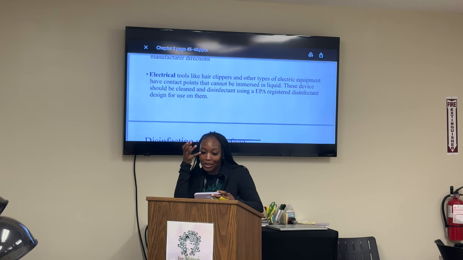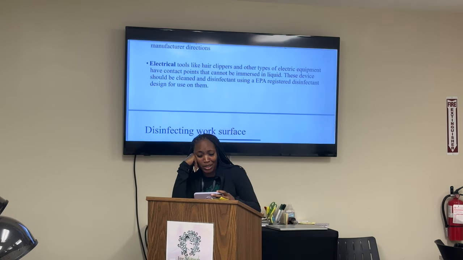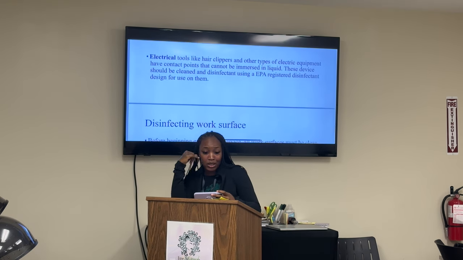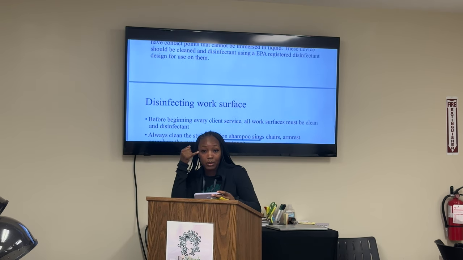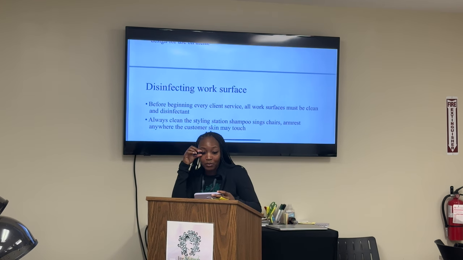Electrical tools like hair clippers and other types of electric equipment have contact points that cannot be immersed in liquid. These devices should be cleaned and disinfected using an EPA registered disinfectant designed for use on them. Y'all get what I'm saying? It must say that on them.